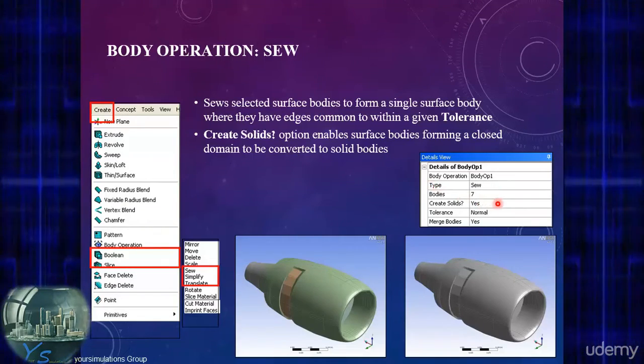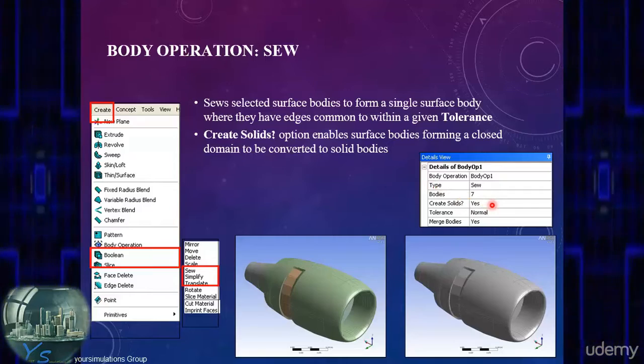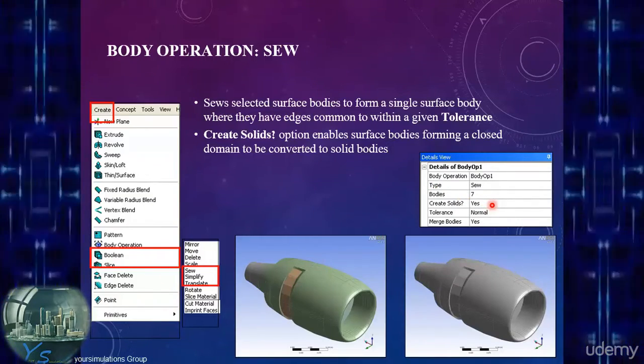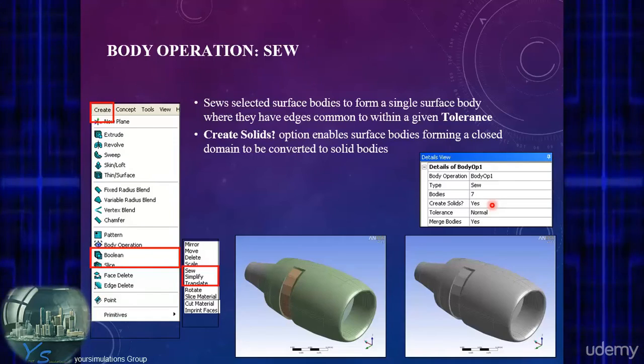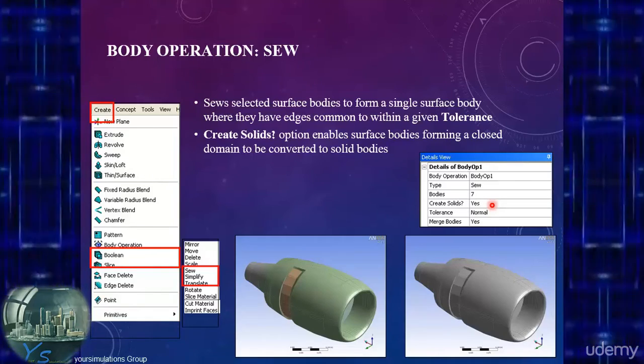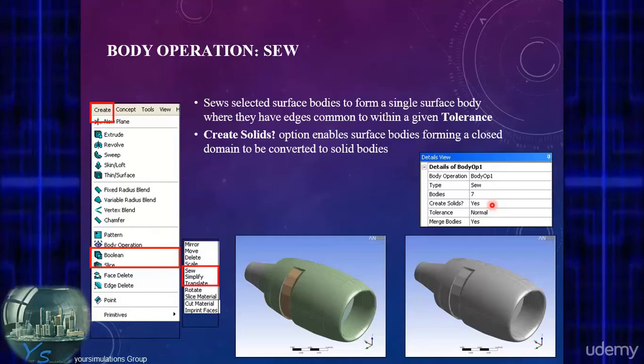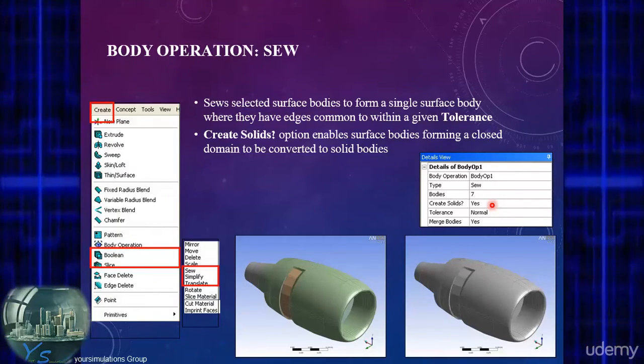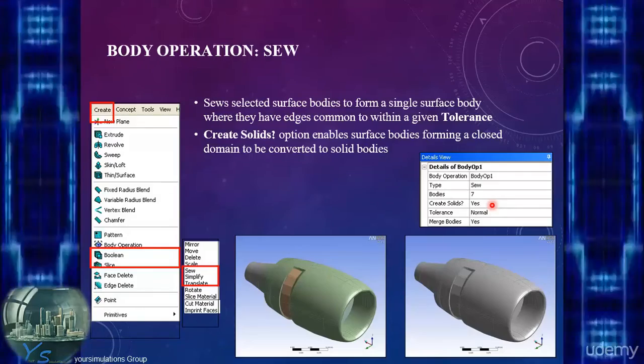Here we can opt for this option, create solids yes, and not only will that sew together all of the surface bodies, but it will create a solid body from the surface bodies, and once the solid body has been successfully created, the surface bodies will be deleted, so we're purely left with a solid body.